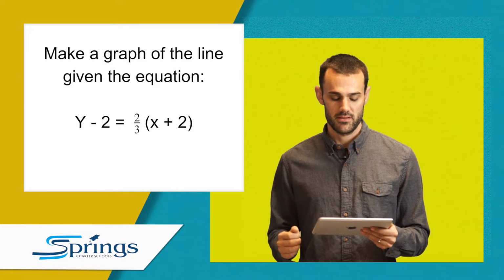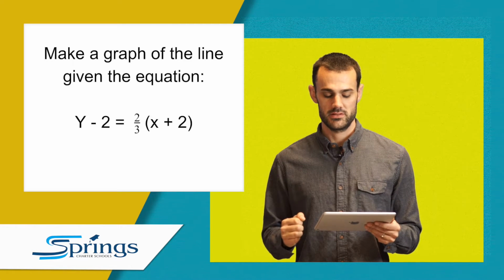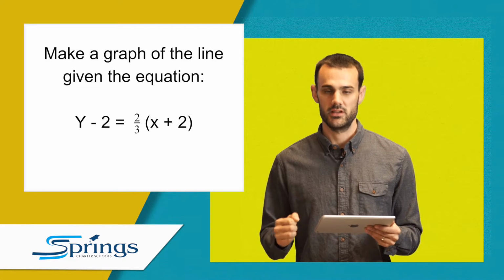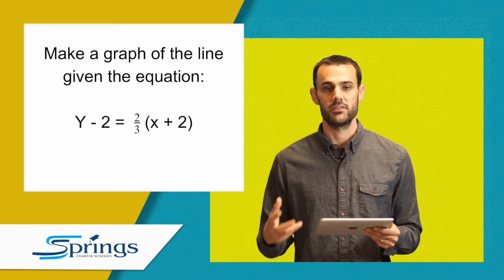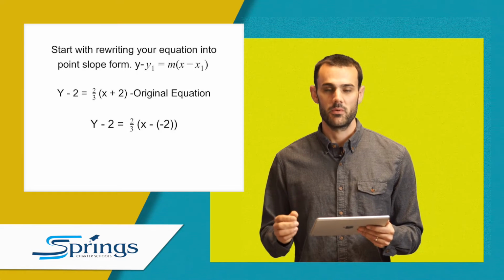So, make a graph of the line with this equation that's given to us. y minus 2 equals 2/3, and inside of parentheses we have x plus 2. We need to make a graph with this information. So, let's take a look at what we need to do first.